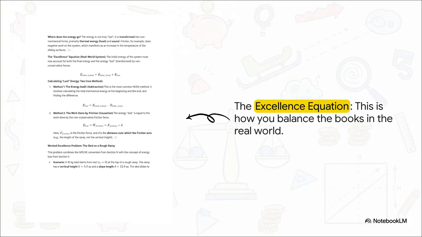And this right here, this is the key. This is the excellence equation. This is how you make the books balance in the real world. It shows that your starting energy doesn't just equal your final energy. It equals your final energy plus all the energy that was lost as a transaction fee to things like friction.